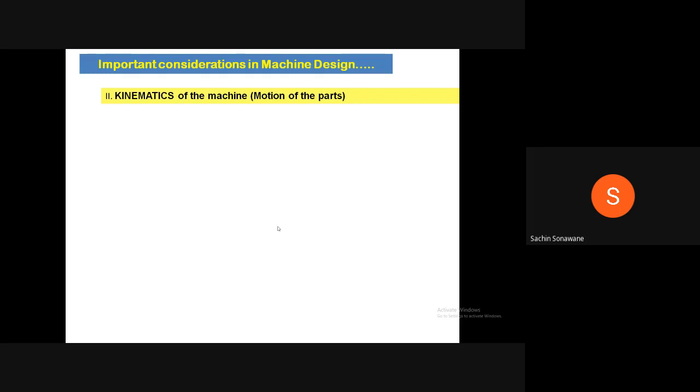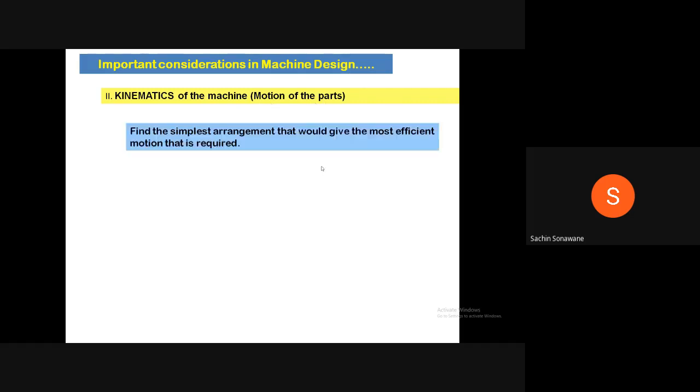Now, second is kinematics of machines. Kinematics means motion of the parts. Therefore, find the simplest arrangement that would give the most efficient motion that is required. Now we have studied different types of motions in theory of machines or kinematics of machines.